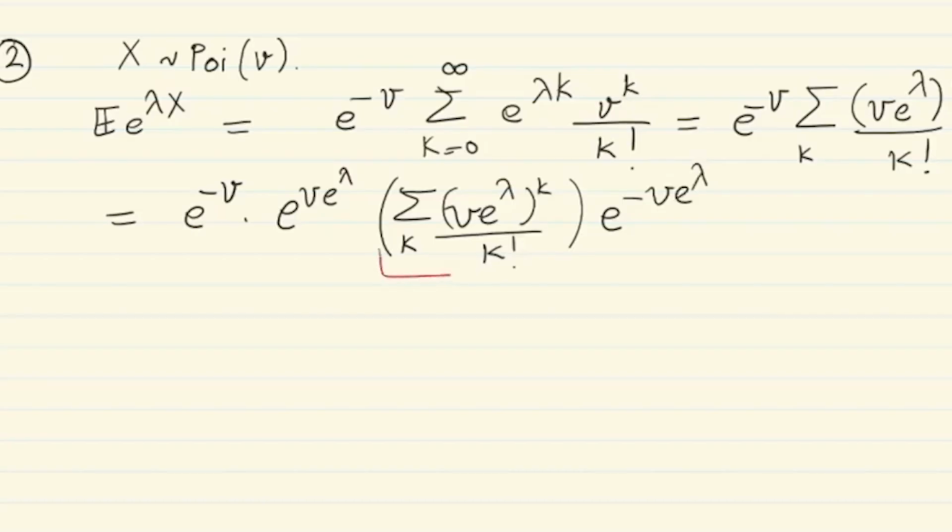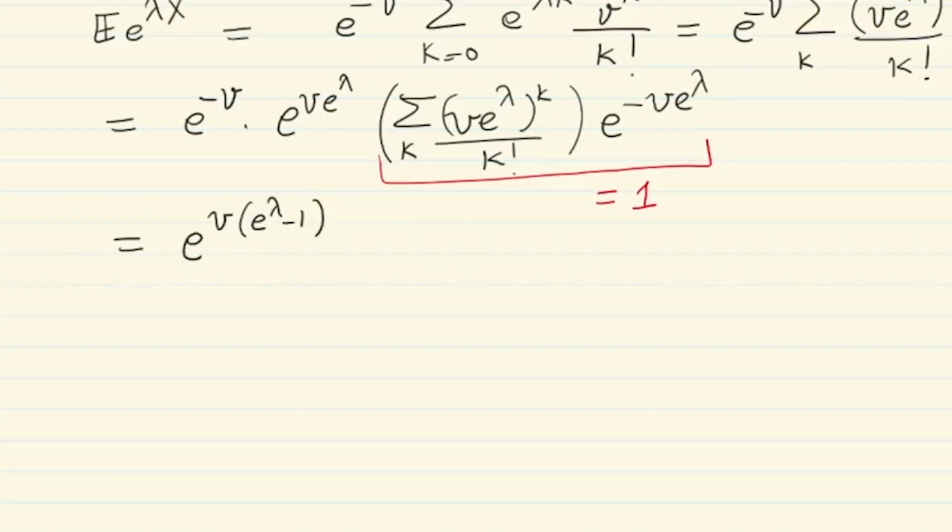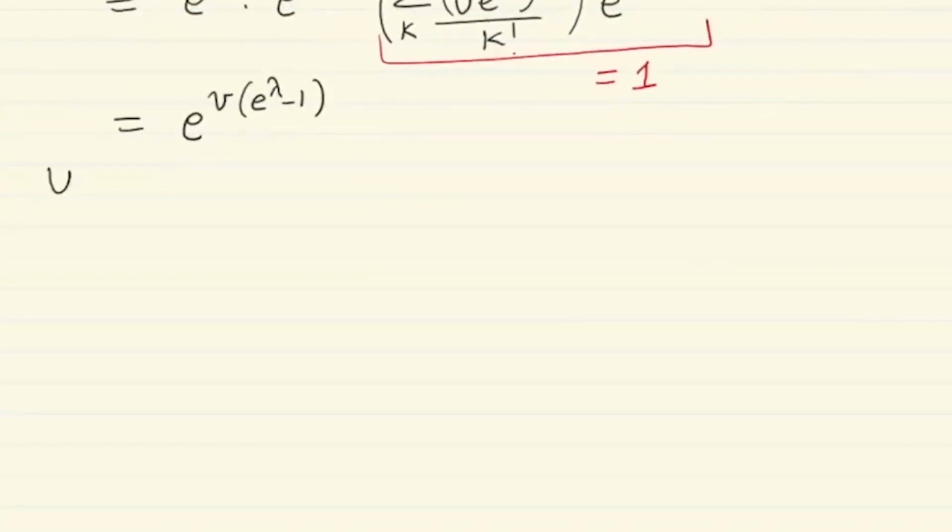Notice that by the definition of the Poisson probability mass function, this sum is equal to 1. It's just the sum of the Poisson PMF with the parameter v e raised to lambda instead of v. So the moment generating function is finally e raised to v into e raised to lambda minus 1, all of it in the exponent. This means that the cumulant generating function of x is v times e raised to lambda minus 1.